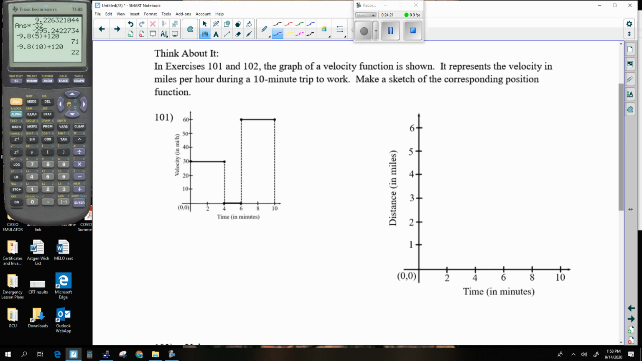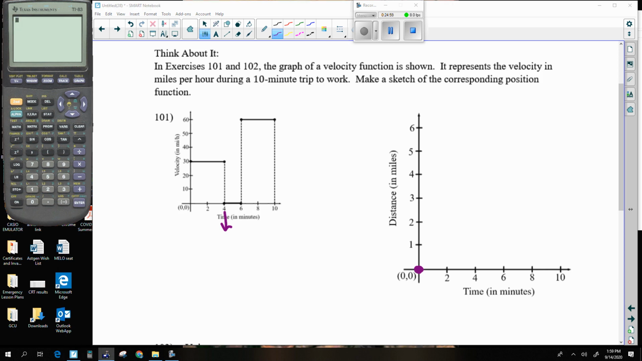In the graphic, velocity is shown. It represents velocity in miles per hour. Okay, so these are velocities. Make a sketch of the corresponding position. All right, so I'm assuming that we start at 0. Okay, a position of 0 is where we're starting from. And the velocity is 30 miles an hour, and notice how it lasts for 4 minutes. Okay, so it goes 30 miles an hour for 4 minutes.